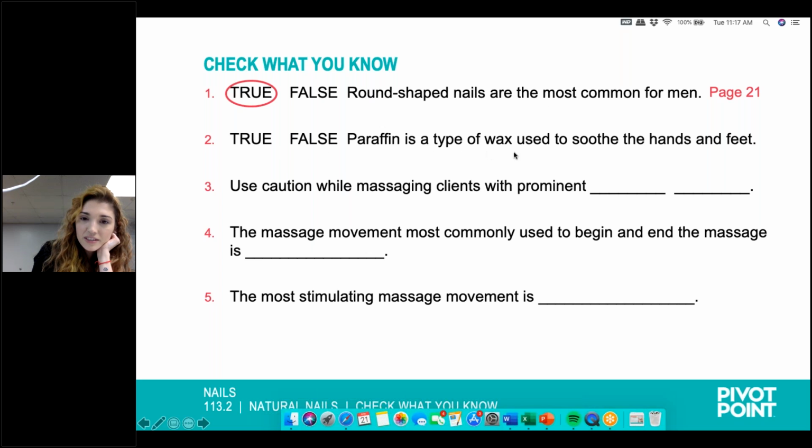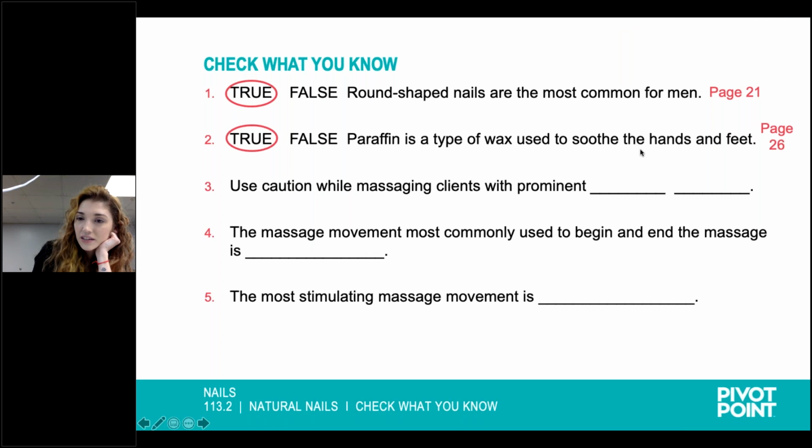So true or false, paraffin is a type of wax used to soothe the hands and feet. That is true, and it feels crazy, but it does a lot of great work for the skin. So use caution while massaging clients with prominent varicose veins. Yes, we have to be careful with varicose veins. We don't want to put too much pressure on them at all, because you can actually make that condition a little bit worse and you can kind of hurt your client.